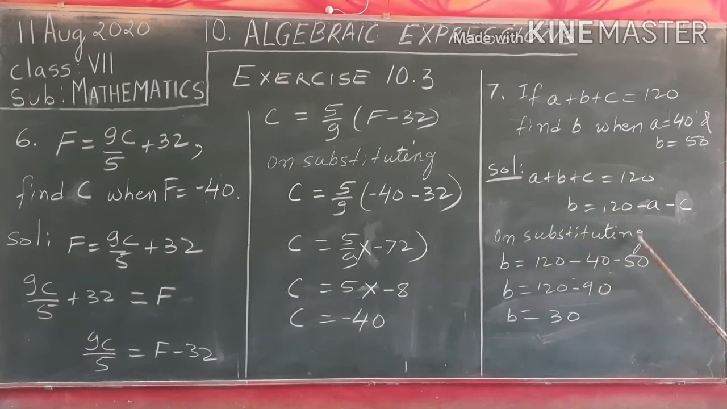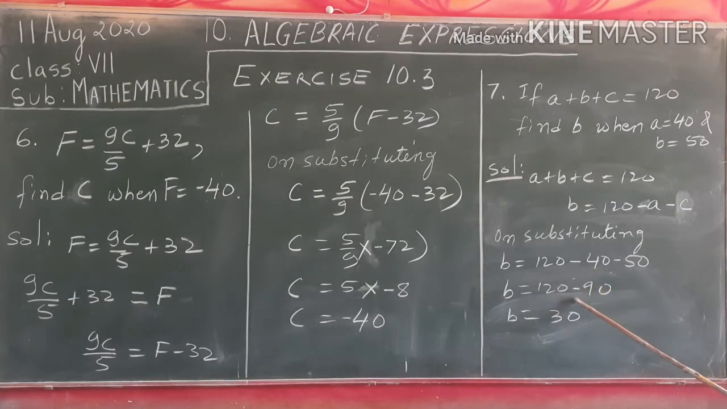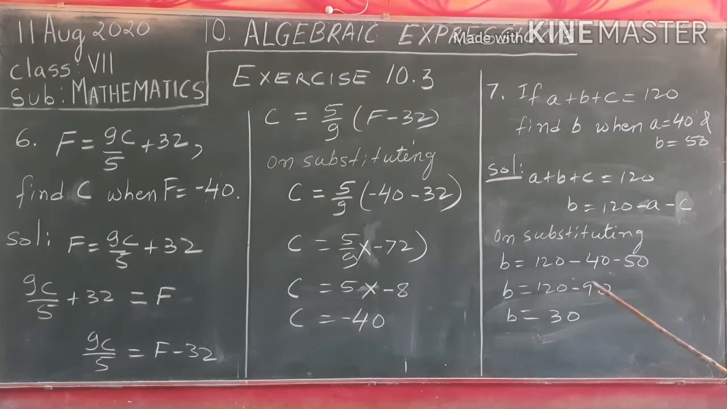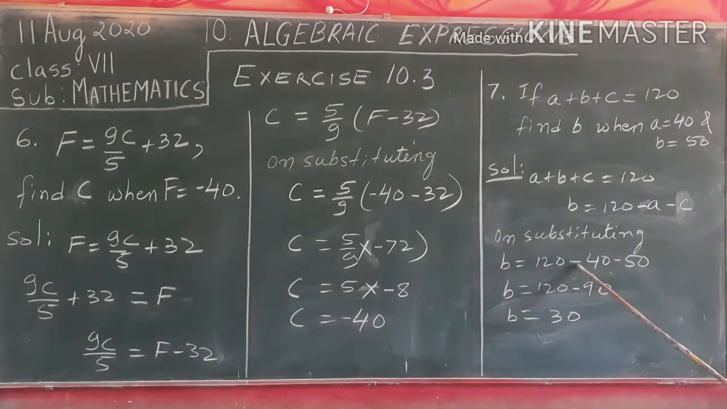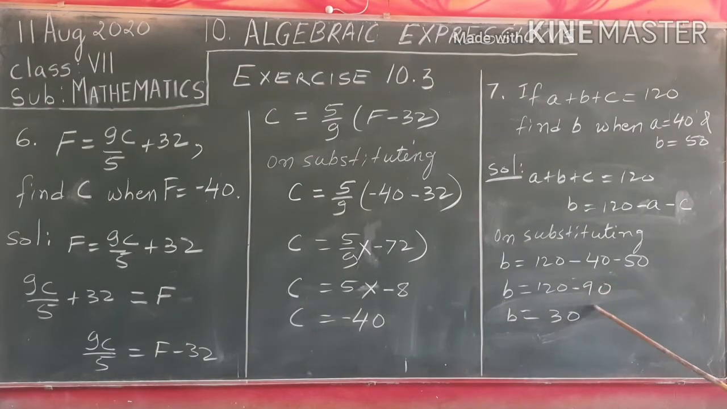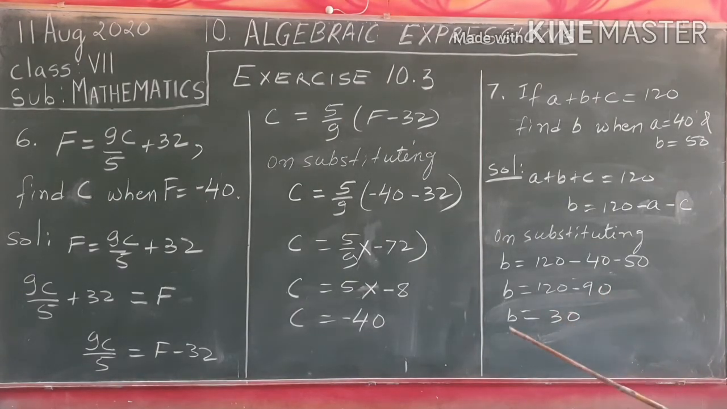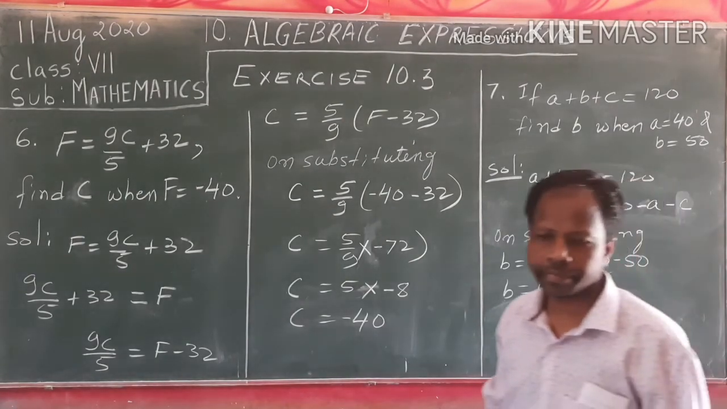Now substitute the values of A and C. In place of A, write what? 40. And in place of C, what do we write? 50. Minus and minus become again plus. B is equal to the sum, but the sign remains the same in this place. Okay? Sign remains what? Same. It's 90. Now 120 minus 90 we get 30. So B is equal to 30.